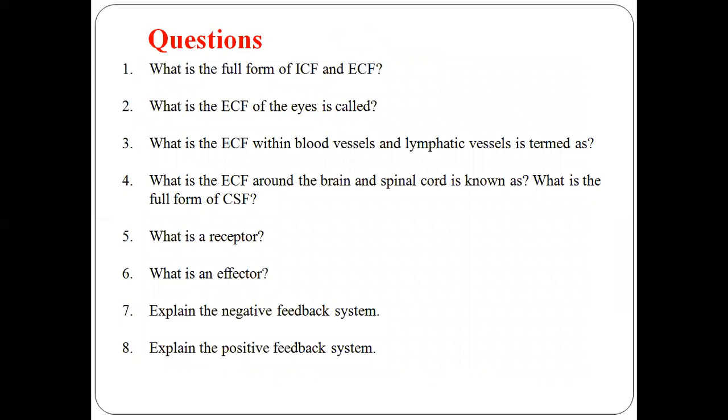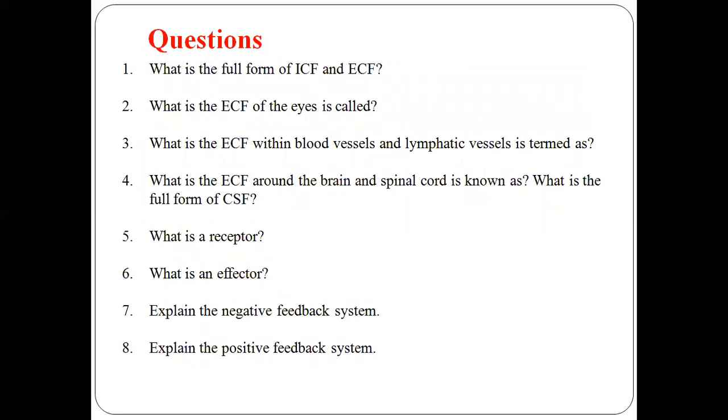So these are some questions which will come up in your exams. First, we have to know what is the full form of ICF and ECF. Then, what is the ECF of the eyes called? The ECF of the blood vessels and lymph vessels is termed as what? Then the ECF in and around the brain and spinal cord is termed as what? And what is the full form of CSF, as I've already said.